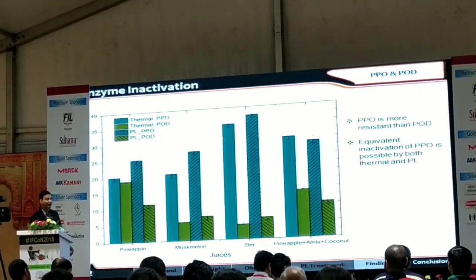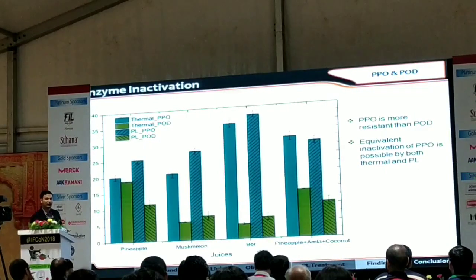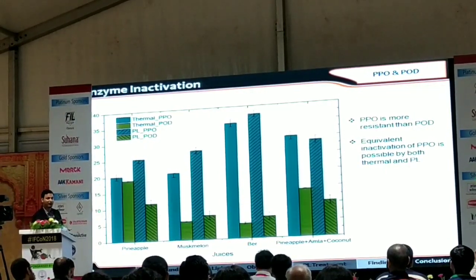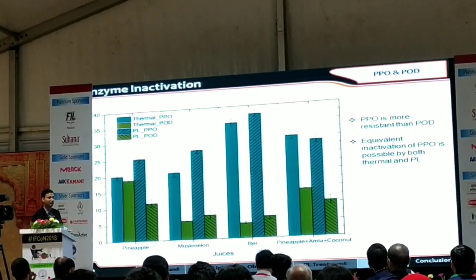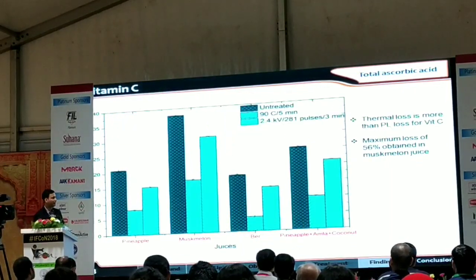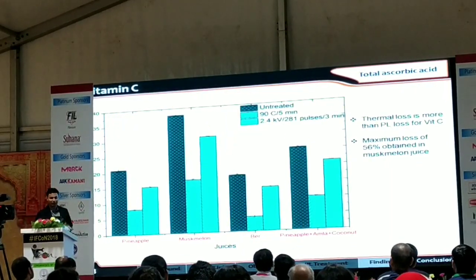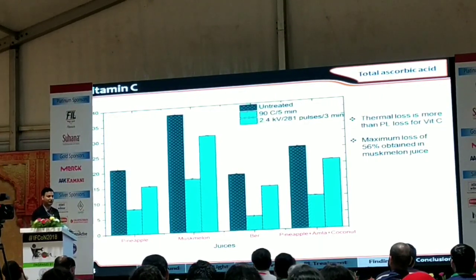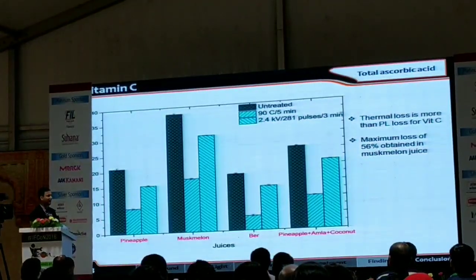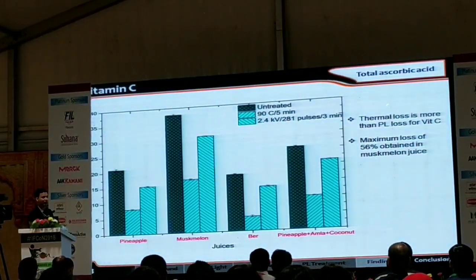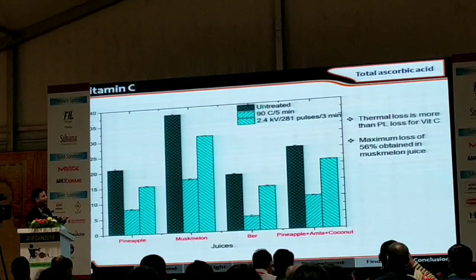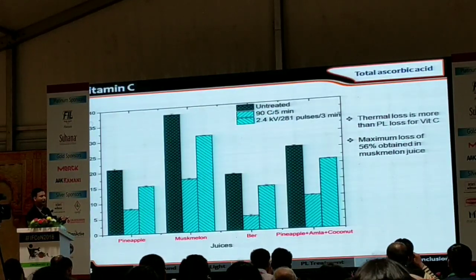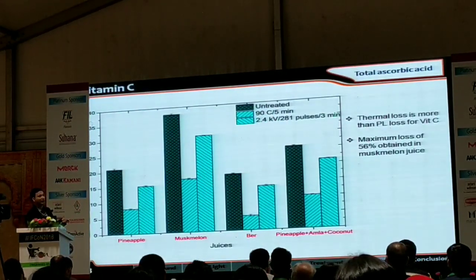And you could think this is the biggest conclusion we can achieve from the last 1.5 years of work on this pulsed light technology. And now we are concerned about the nutritional profile of the fruit juices after exposure to the pulsed light treatment. You can see that this is the total acid loss. You can compare the untreated with the 90 degree centigrade for 5 minutes, and this is your pulsed light treatment sample.